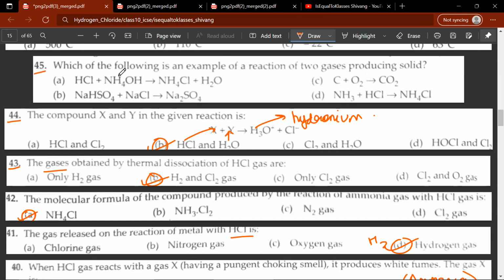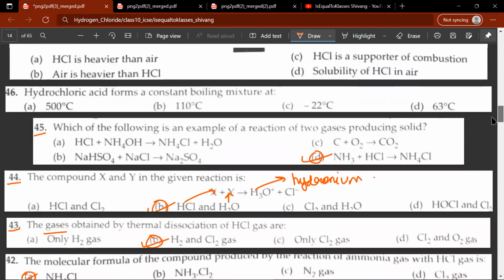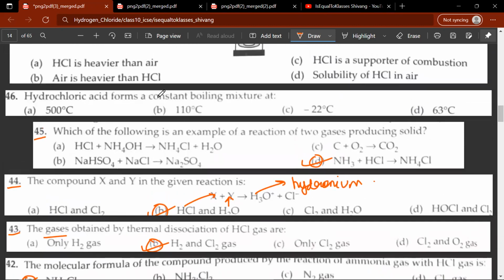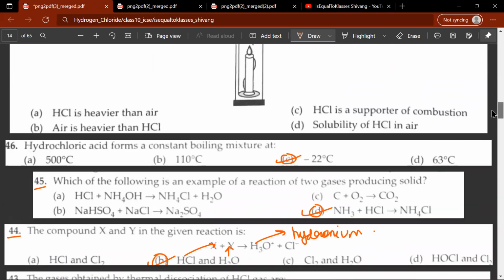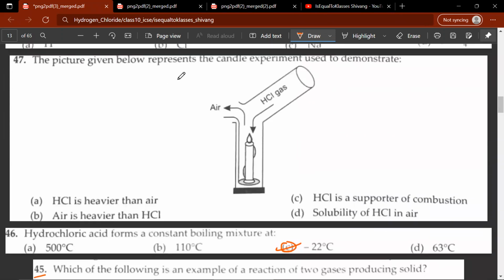The 45th question, which of the following is an example of a reaction of two gases producing solid? So this would be D. Ammonia plus HCl gives NH4Cl. The 46th question, hydrochloric acid forms a constant boiling mixture at what temperature? This would form a constant boiling temperature at minus 22 degrees Celsius. Okay, so 47th question, the picture given below represents the candle experiment used to demonstrate that HCl is heavier than air. So this is another property of HCl.